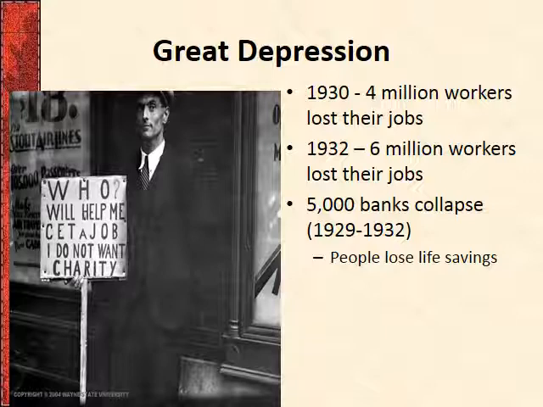Those unemployed workers are now unable to pay their mortgage payments on their houses and are unable to make their loan payments on their cars and their vacuums, which causes even more banks to collapse. And so you can see how this cycle just keeps perpetuating. People lose their life savings and they have no job, and there's really no strategy to fix this.